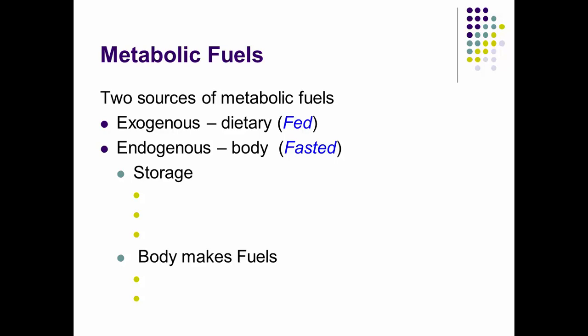And the other sources of metabolic fuels are endogenous. So our body either stores, or can synthesize, or can make the energy fuels, right, during the fasting condition. So endogenous metabolic fuels are what our body uses during the fasting condition. The first category of this endogenous fuel is storage, the stored energy fuels, right?